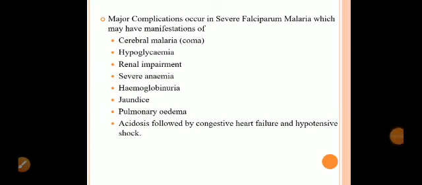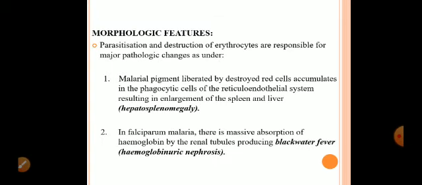Coming to complications, which occur in severe falciparum malaria, with manifestations of cerebral malaria. The patient may present with coma, hypoglycemia, renal impairment, severe anemia, hemoglobinuria, jaundice, pulmonary edema, acidosis, followed by congestive heart failure and hypotensive shock, out of which cerebral malaria is a very fatal disease. Coming to the morphological features which are caused in various organs due to malaria.